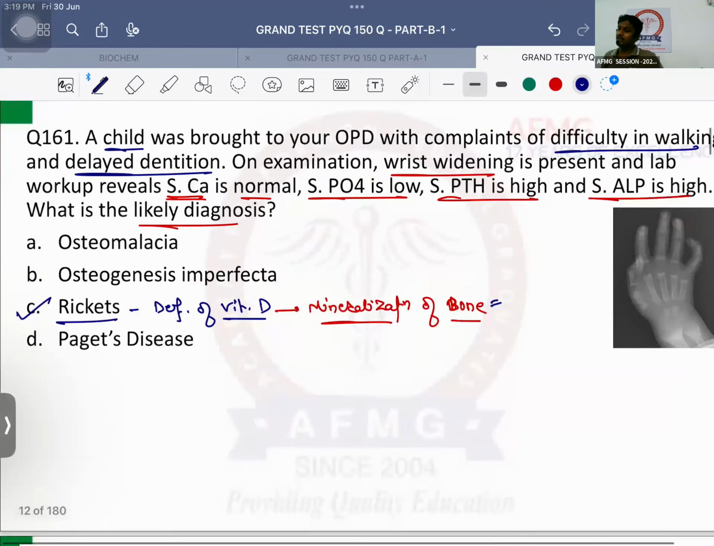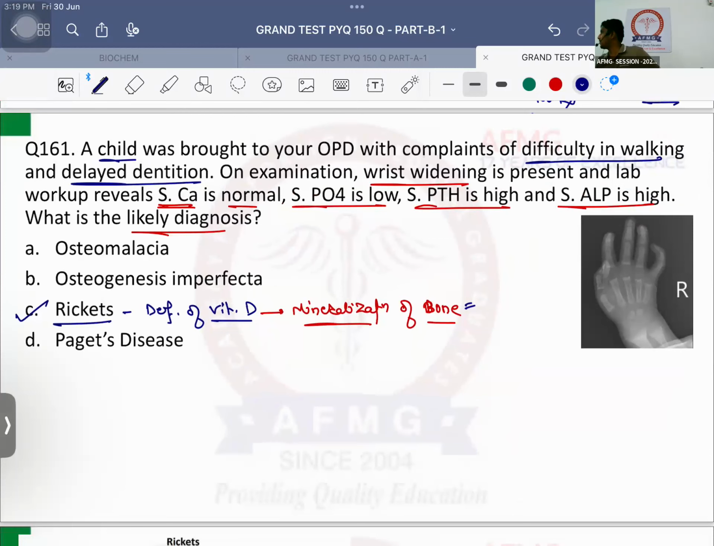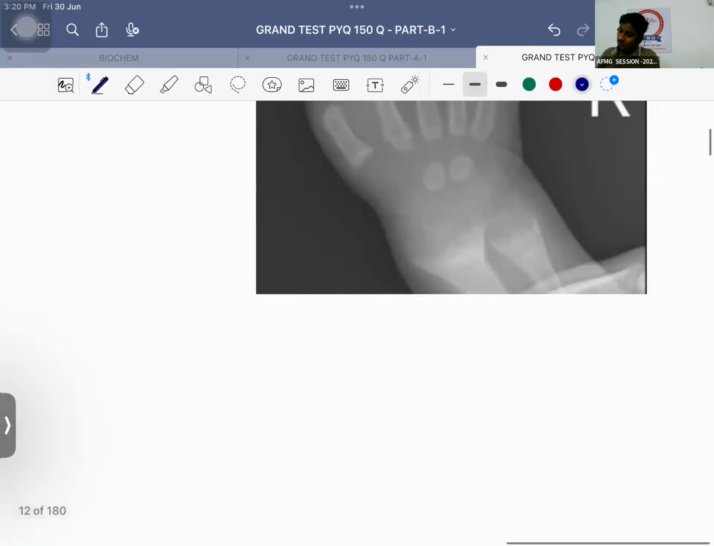Now in cases of rickets, definitely mineralization is not only required in bone, it is also required for teeth. Therefore there is delayed dentition in a case of rickets. Apart from that, definitely as the bones are weak, the child will have a lot of difficulty while walking. Apart from that, characteristic feature of rickets बता रहा हूँ. Wrist देखनी होती है बच्चे की. Wrist X-ray में usually there is widening of wrist, and the widening of wrist is due to these three features.